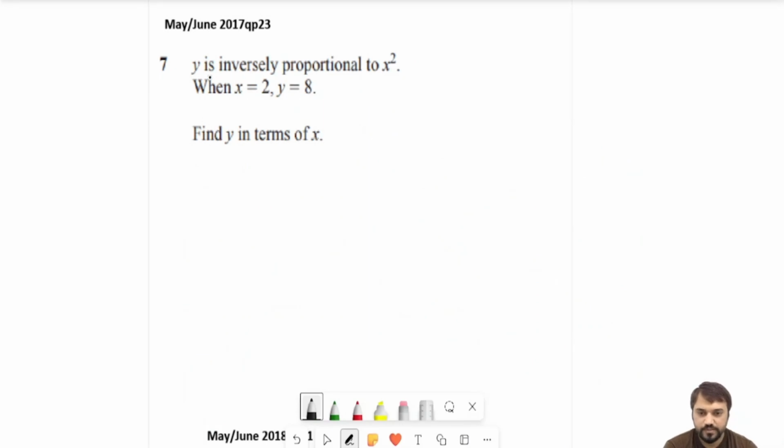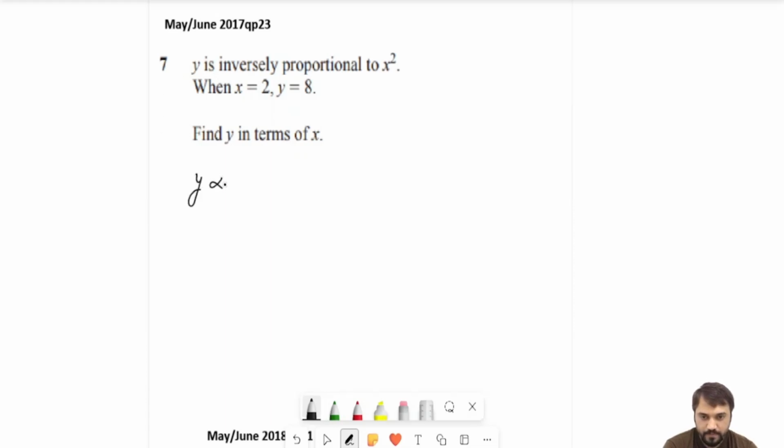The third question also appeared in 2017. The question paper was 2, but the variant was 3. Question says y is inversely proportional to x square. Again, this is the inverse proportional question. Inversely proportional is also known as indirectly proportional. Okay, y is inversely proportional to x square, and I'm gonna write this statement in mathematical form.